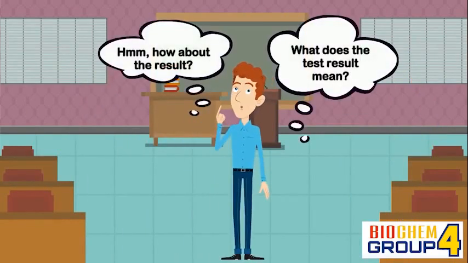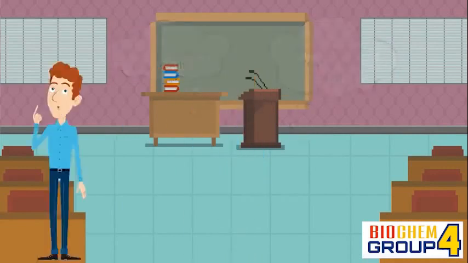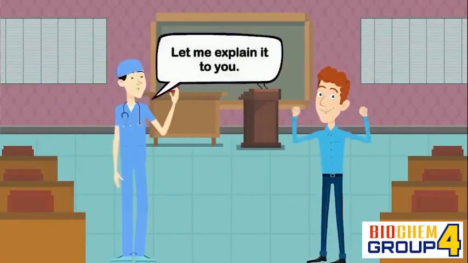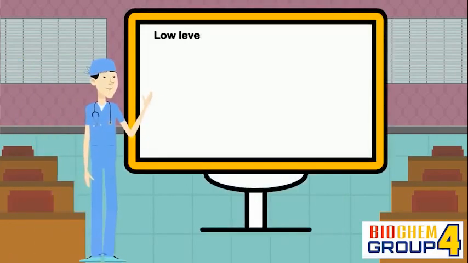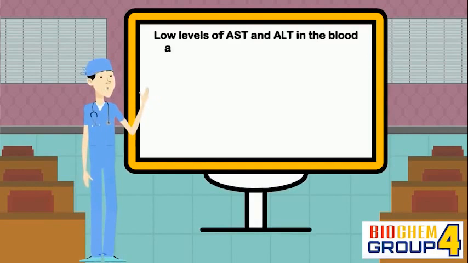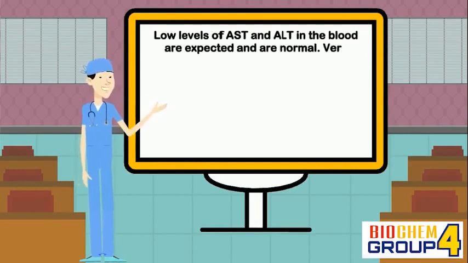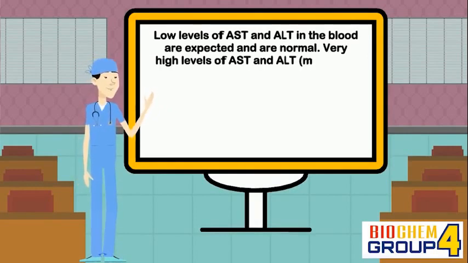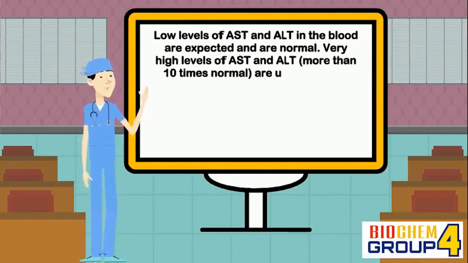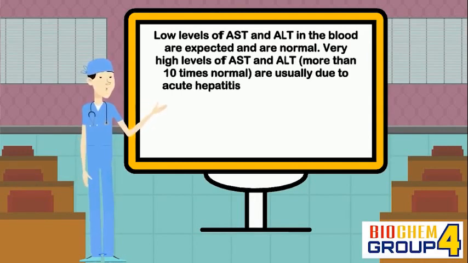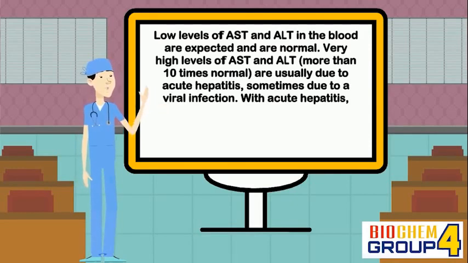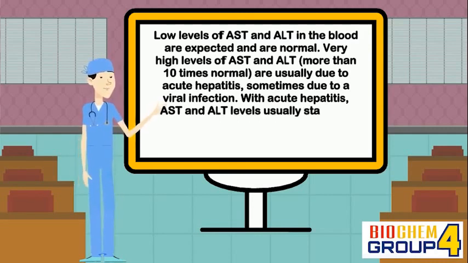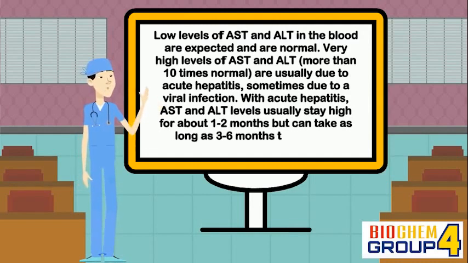What does the test result mean? Low levels of AST and ALT in the blood are expected and are normal. Very high levels of AST and ALT, more than 10 times normal, are usually due to acute hepatitis, sometimes due to a viral infection. With acute hepatitis, AST and ALT levels usually stay high for about 1 to 2 months, but can take as long as 3 to 6 months to return to normal.